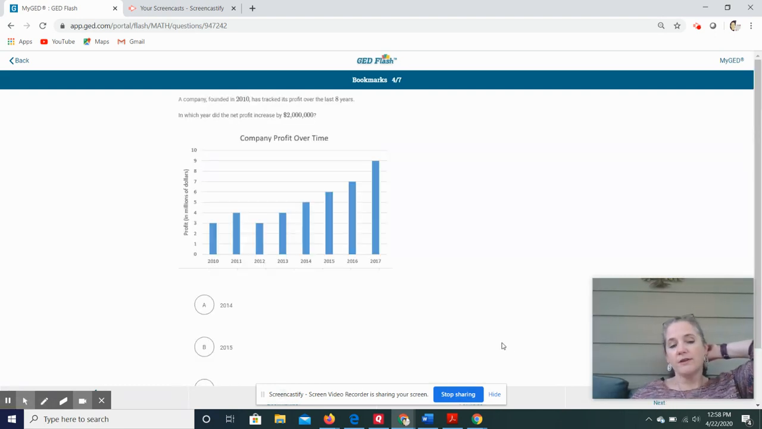Okay, this one requires a little bit more thinking. So this one shows company profit over time. And on this axis, it has the years. And going up this way, it has how many millions of dollars it has each of those years. So the question is, in which year did the net profit increase by $2 million? So I want y'all to pause this and look at this and think about it for a second.